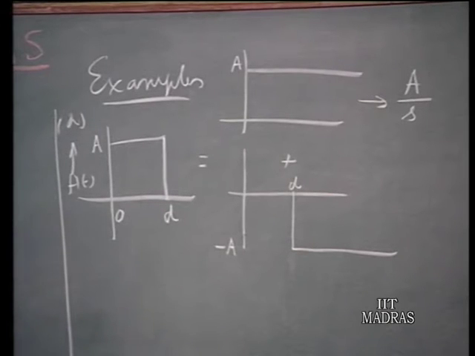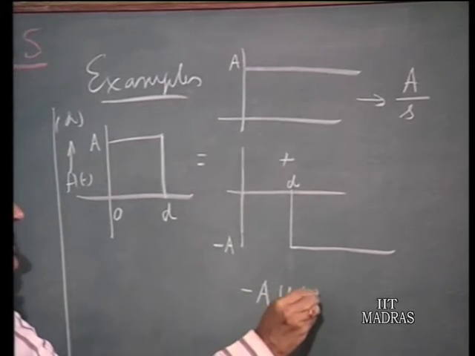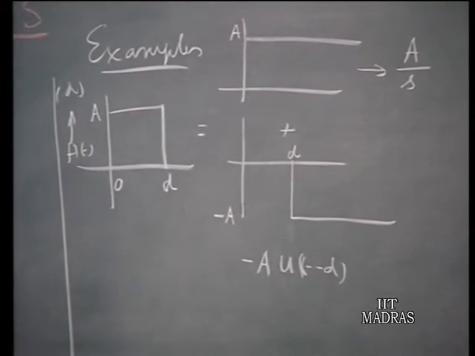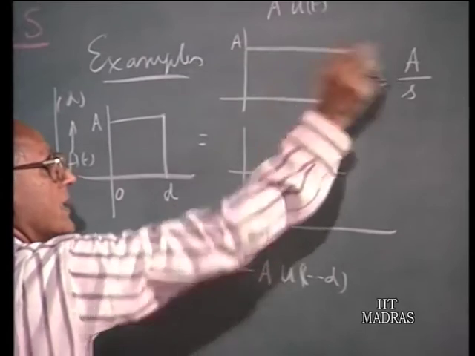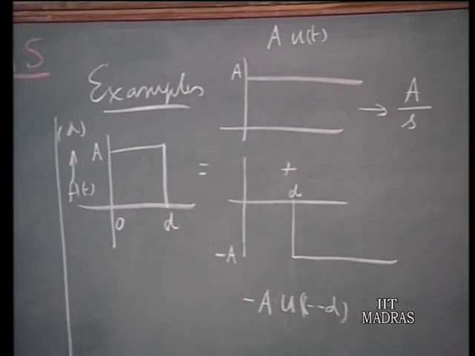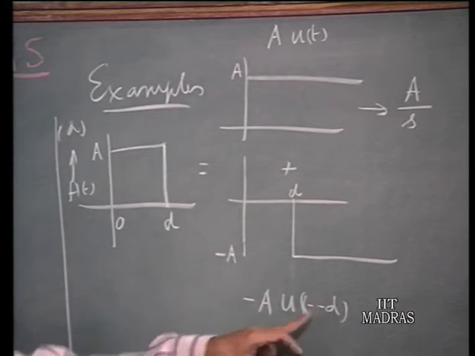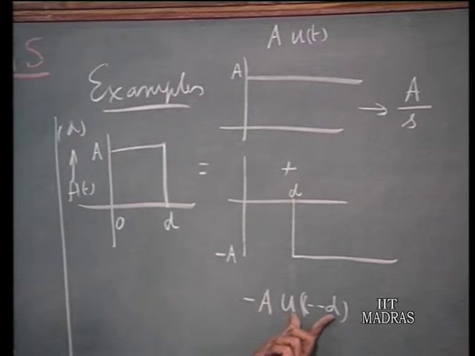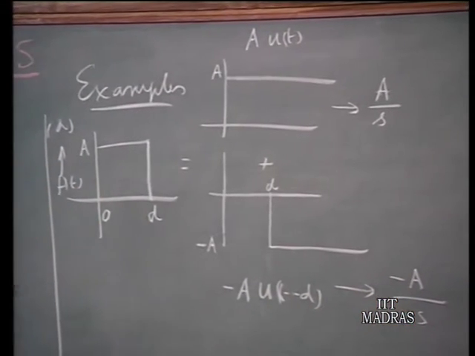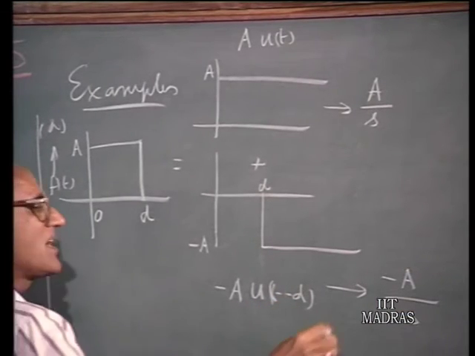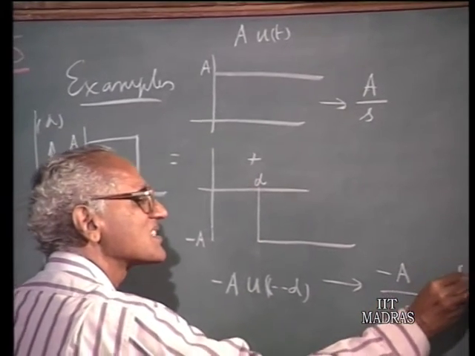Now, the Laplace transform of this: how do you describe this? This is minus a u of t minus d. This is the expression for this second function, whereas the first function is a u of t, and therefore, it had this Laplace transform. All we are now doing is, instead of t, you are delaying this by d seconds. Therefore, the Laplace transform of u of t minus d is 1 over s e to the power of minus ds. You have to multiply this by minus a. Therefore, the Laplace transform of this is minus a by s. This would have been the Laplace transform if this delay did not occur, but because of the delay you have e to the power of minus ds.